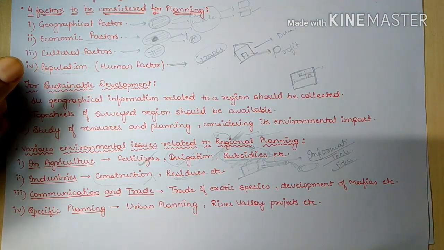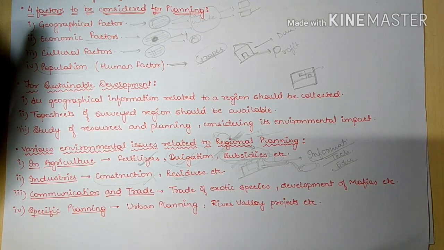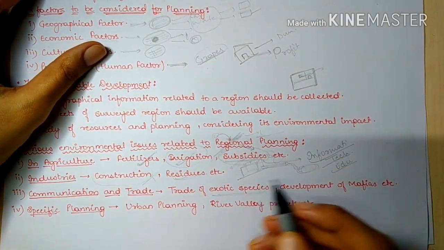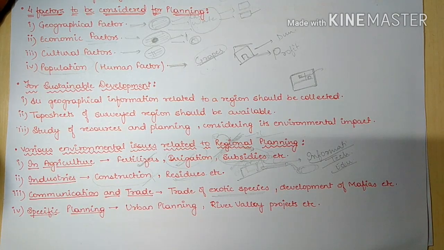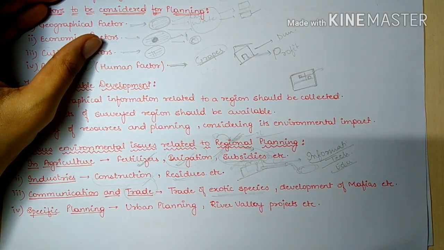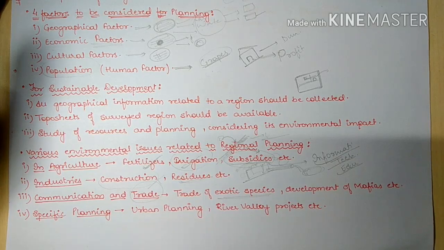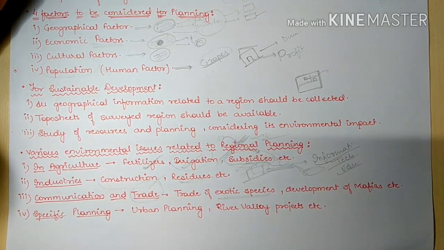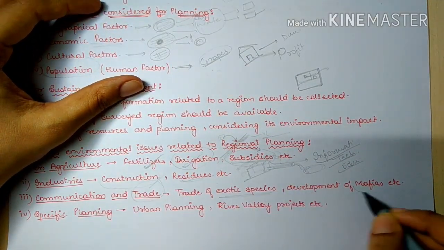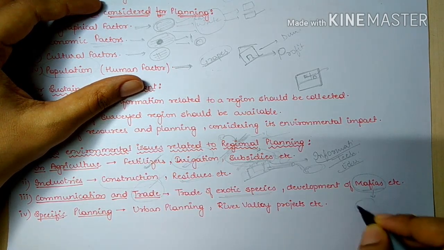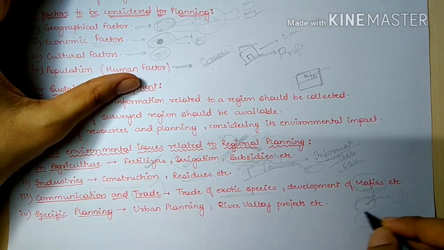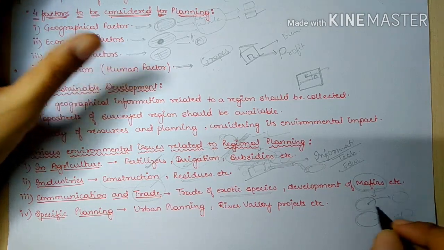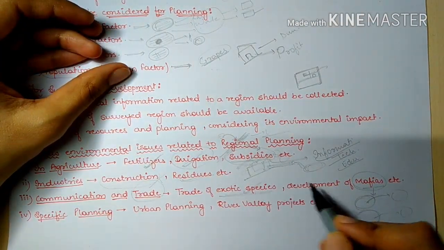Next is communication and trade. Sometimes trading of exotic species is done, like the trading of tigers. These are species included in the IUCN list of endangered species. Sometimes during trade, these exotic species of our nation are transferred to other areas, which affects the environment in a negative way. Because of trade, various mafias develop, like the land mafia, which illegally trades soil. Likewise, there are mafias that illegally trade animals, etc. So planning is required to stop the trading of these things.